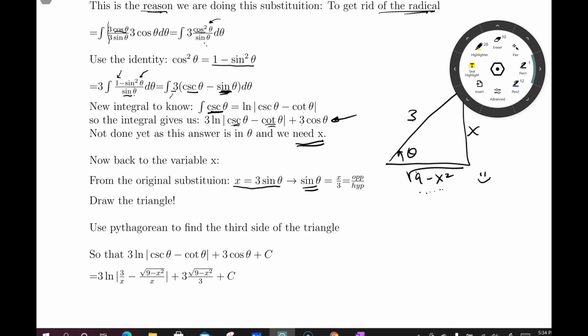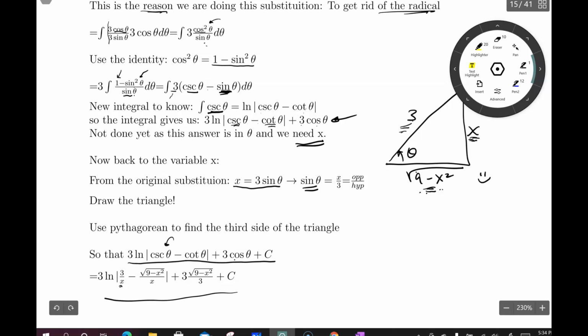Okay, so remember, I have this in thetas. I need to get back to x's. Cosecant, you know, is hypotenuse over opposite. There it is. That's cosecant. Cotangent is adjacent over opposite. And then cosine is adjacent over hypotenuse. So putting in the x's for the trig functions, now we're done. Whew, long problems, yes?